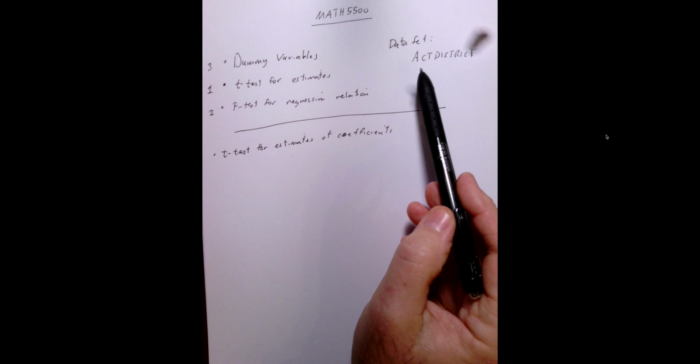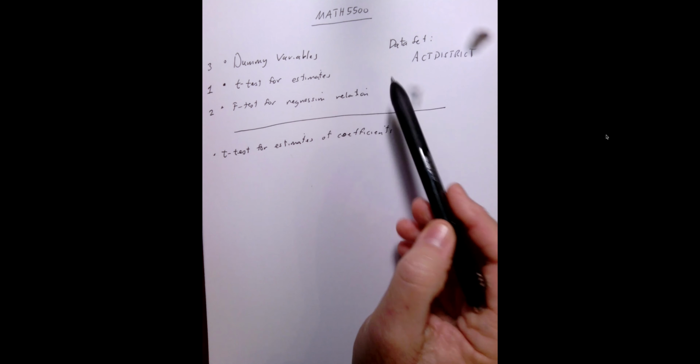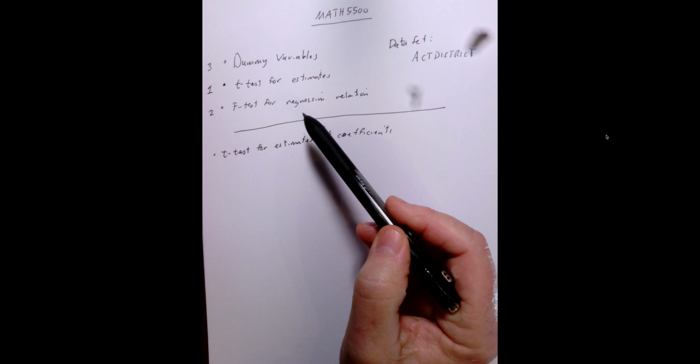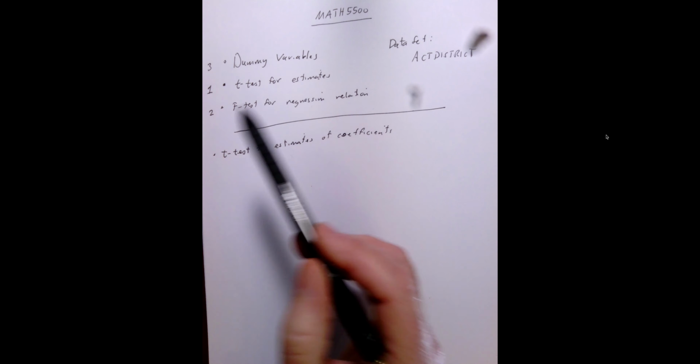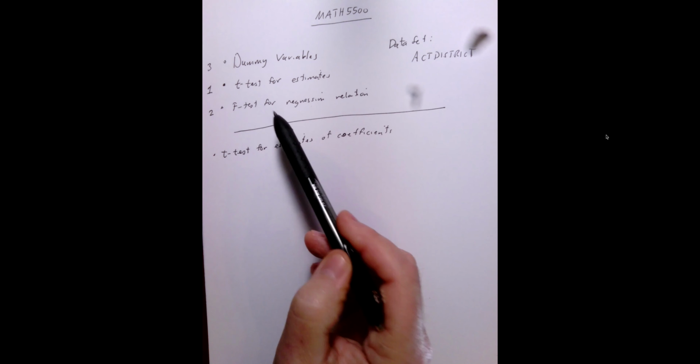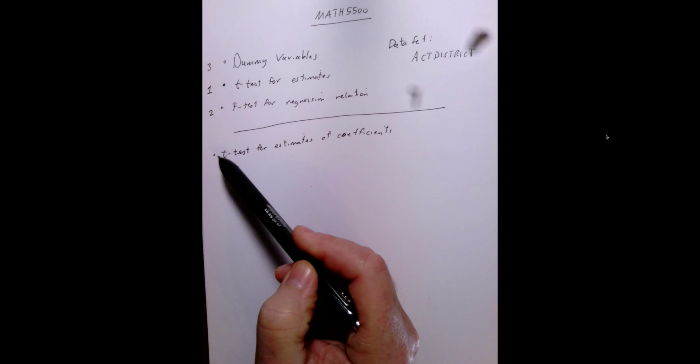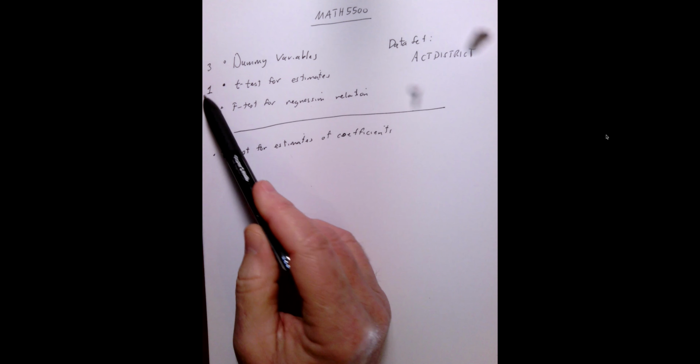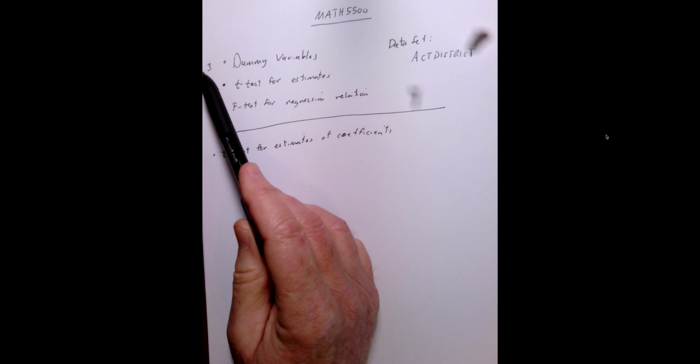Okay, anyway, what we're going to get accomplished, hopefully, in this video, if I'd quit talking and get on task, we're going to use the dataset ACT district, so if you want to go ahead and locate that in the dataset folder in Blackboard. We're going to look at dummy variables, the t-test for estimates, and the f-test for the regression relation. And I'm going to do it in this order. This is going to be first, this second, and this third.